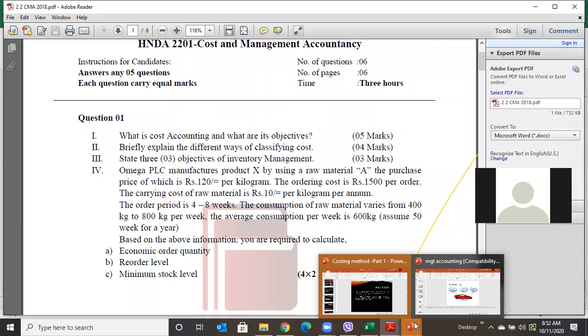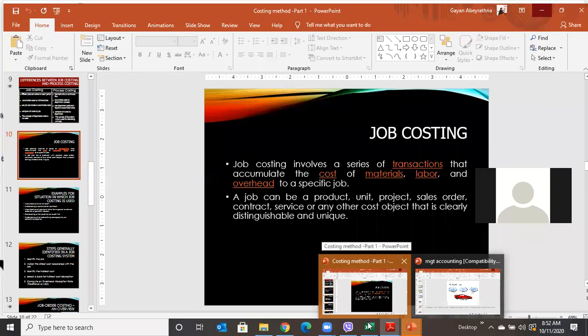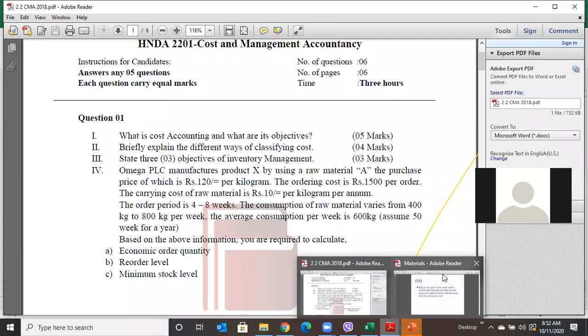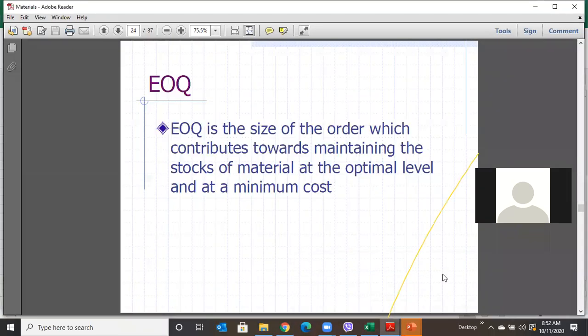Those are really easy. Economic order quantity: in the concept of economic order quantity, it is the size of the order which contributes towards maintaining the stocks of material at the optimum level and at minimum cost.